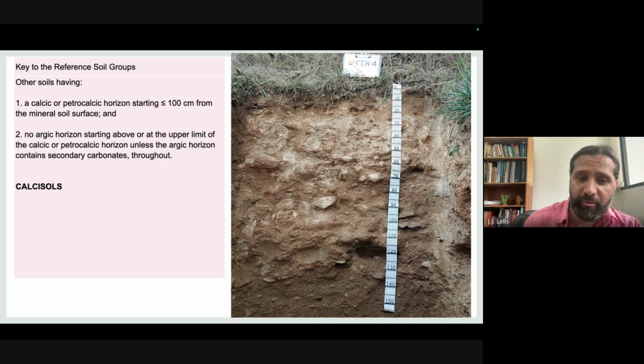And the difference between calcic soils and chernozems and kastanozems is that chernozems and kastanozems must register the chernic or mollic horizons above this calcic or petrocalcic horizons, okay? In the case of the calcic soils, we do not register both cases. We do not register chernic or mollic horizons above this calcic or petrocalcic horizons, okay? So great, this is quite important to highlight.